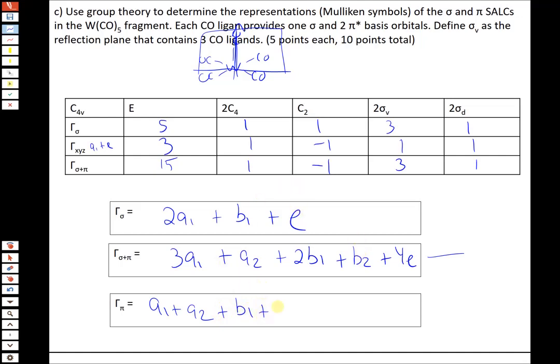B2 is only present in the combined representations, so that's going to be 1 for pi. And then we had 4 E's from here, only 1 E from gamma sigma, so that leaves 3 for the gamma pi. So again, that one we just do by subtraction. You could also subtract the characters and then reduce. But nonetheless, that's going to be the way that we would get it.